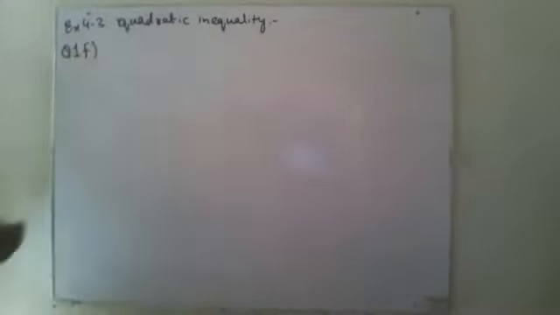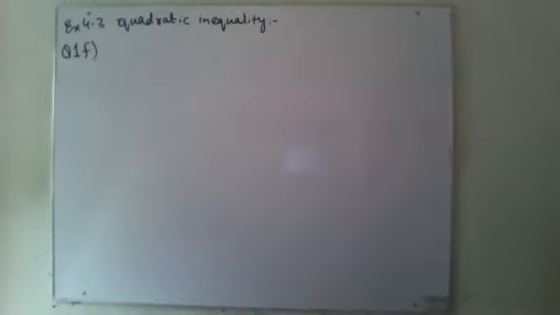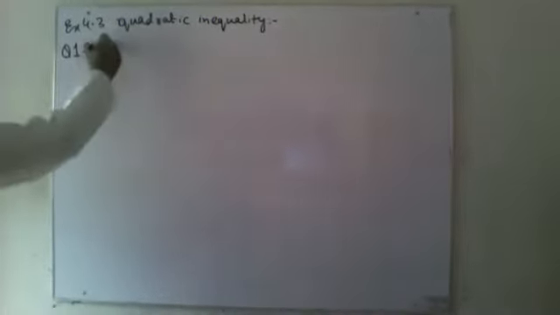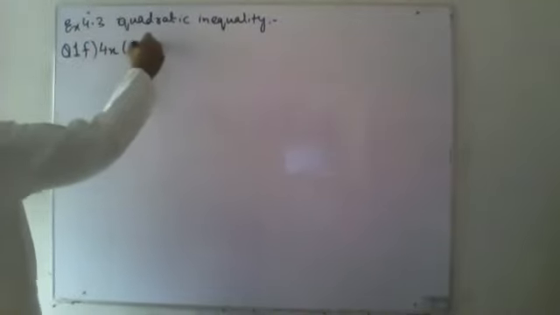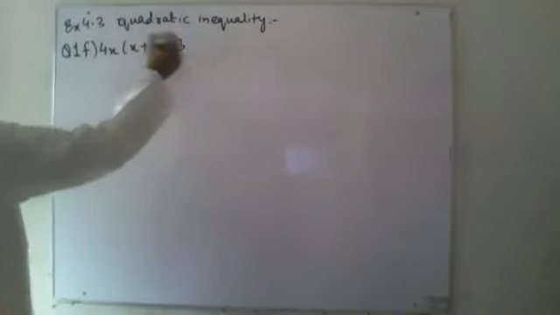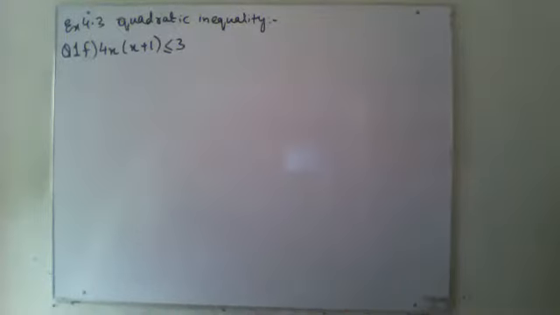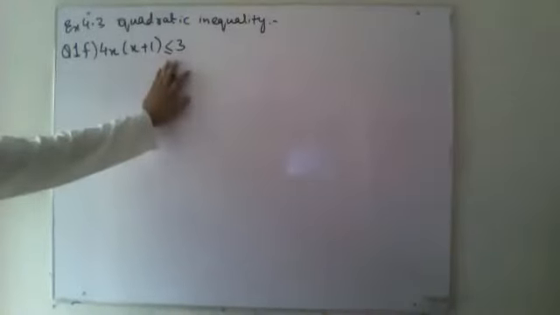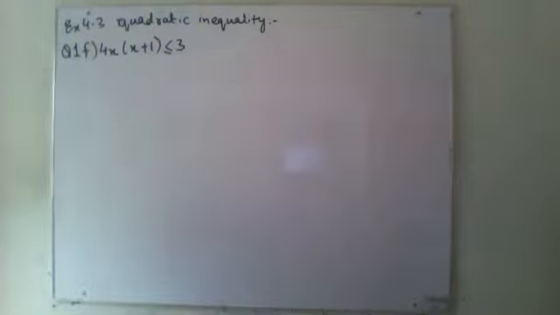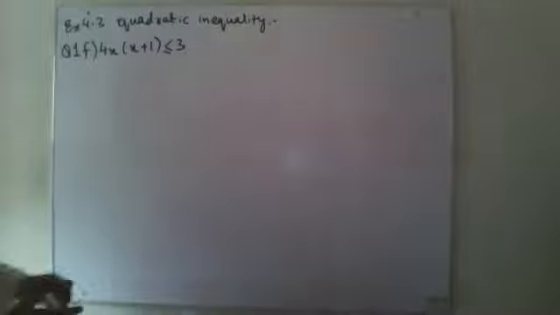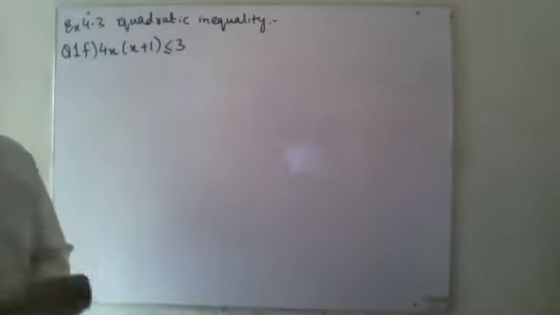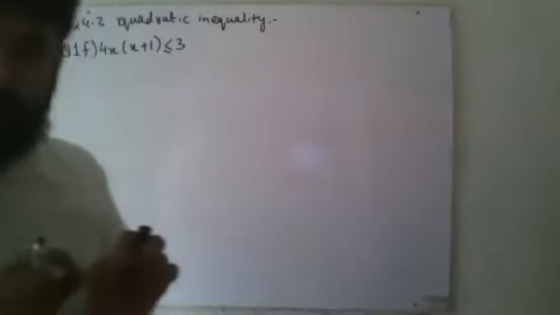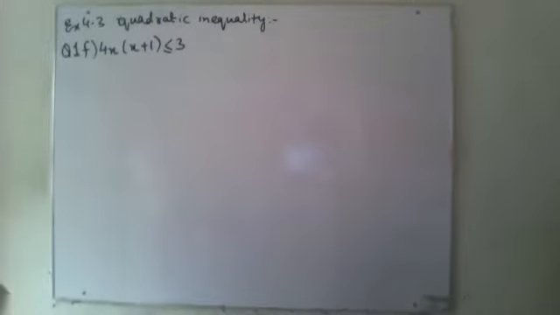Part F. The question says 4x times x plus 1 lesser than or equals to 3. This is the thing they have told us over here. Now, how will I solve this one? First of all, I will simplify it and I will get my x square term positive. That is the first thing I have to do.